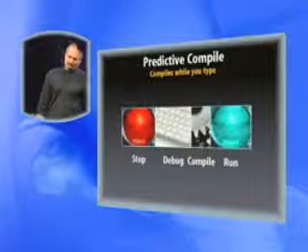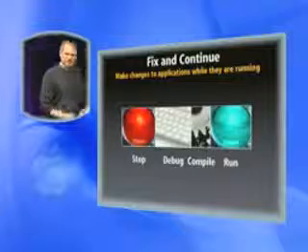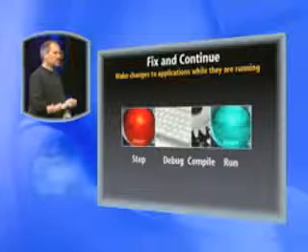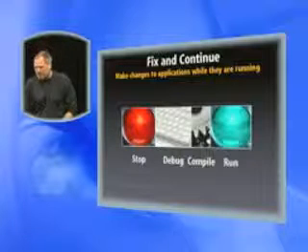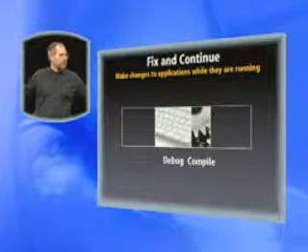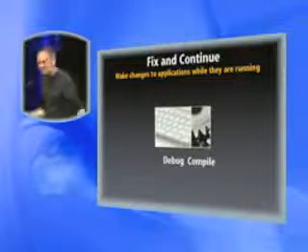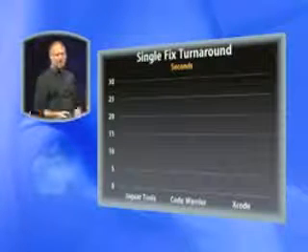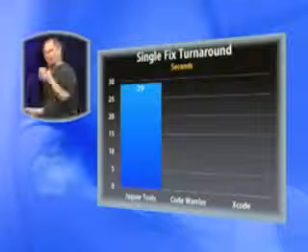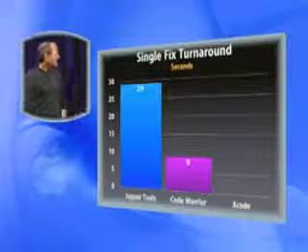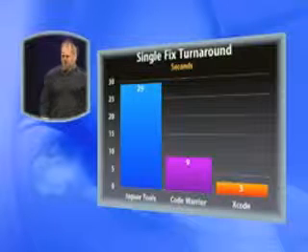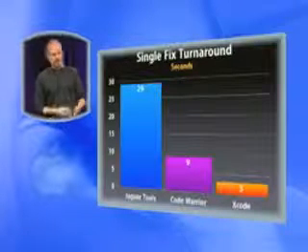And lastly, we have a technology called Fix and Continue. You can make changes to applications while they are running. You do not have to stop them. And so this takes this out completely. Turns out this is a lot of time. So a single fixed turnaround. Let's see what it takes running on the same machine. In Jaguar tools took 29 seconds. In CodeWarrior took 9 seconds. In Xcode, 3 seconds. It's really fast stuff.